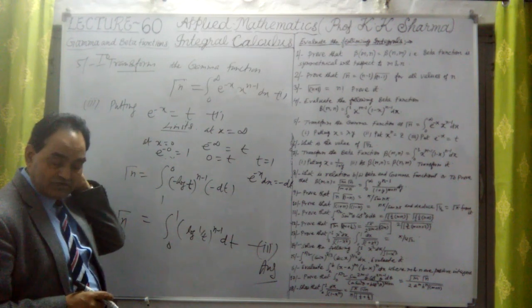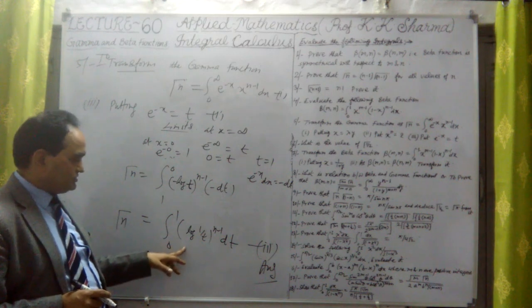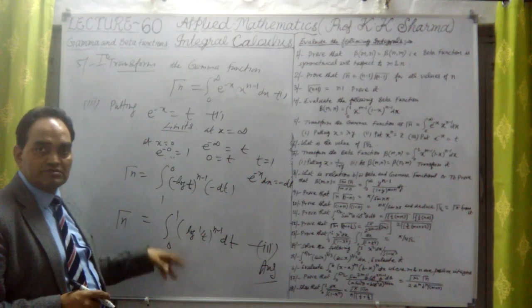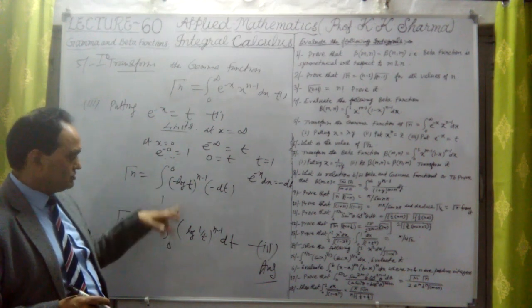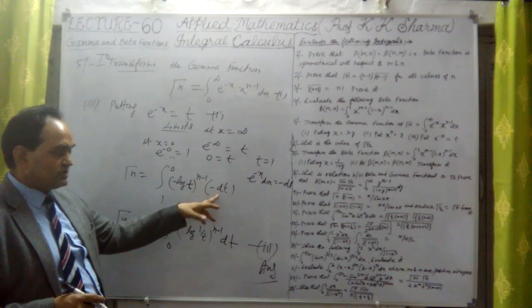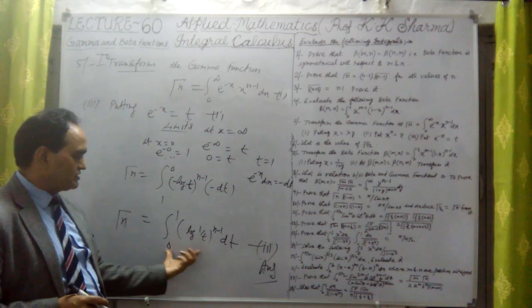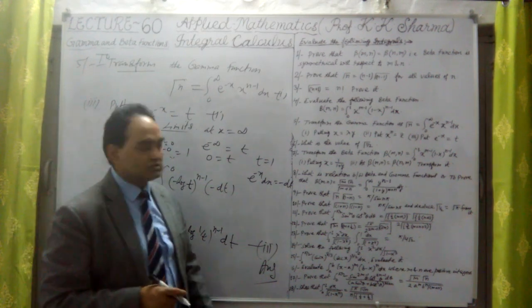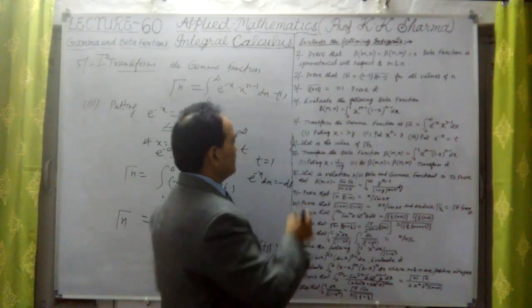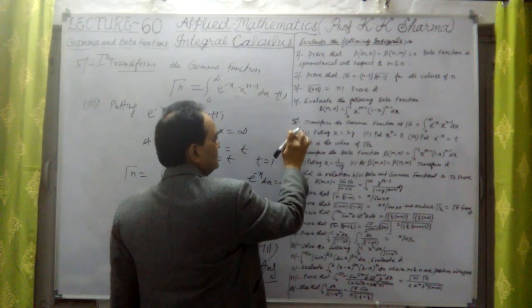What is the definite integral property? We have interchanged the limits. The limits were 1 to 0, now they are 0 to 1, and the minus 1 has been removed. This is the final third transformation. The fifth question is solved now, so question number 5 has been solved.